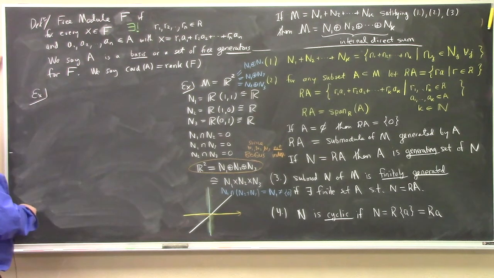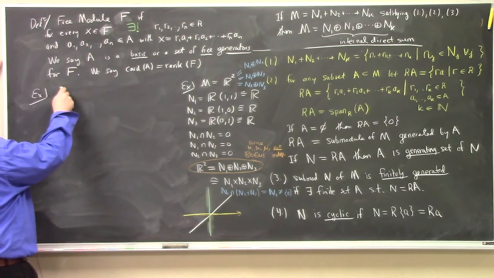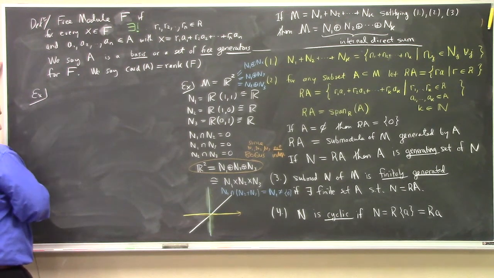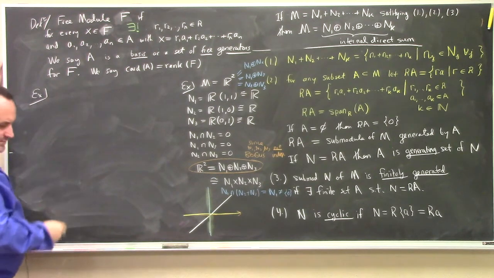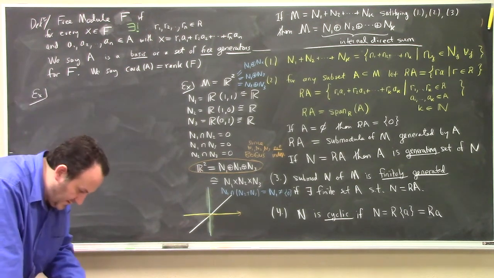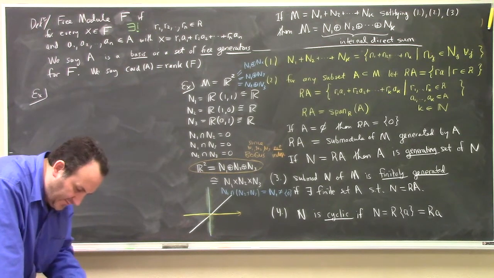Like, what if we let the module be, say, I don't know, how about Z? Oh, that won't do it. Curses. She's got to have an example in here for us.